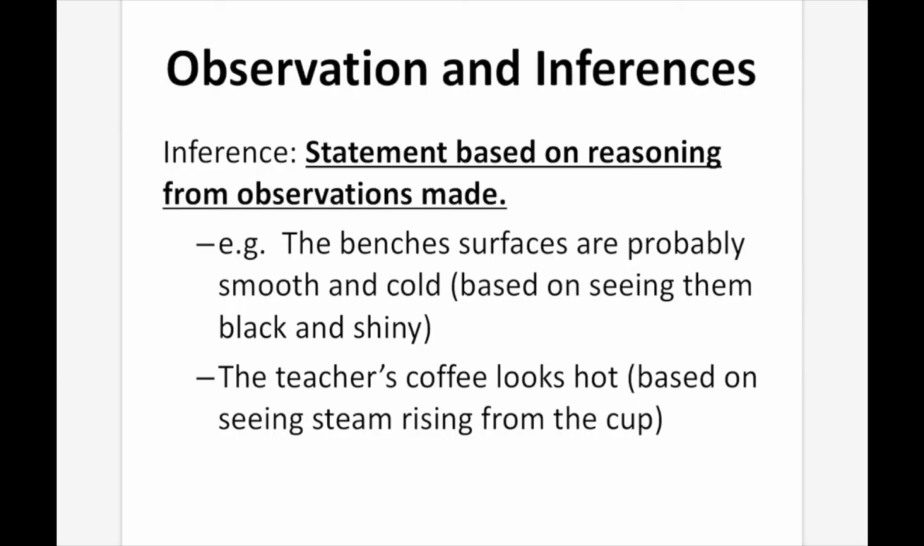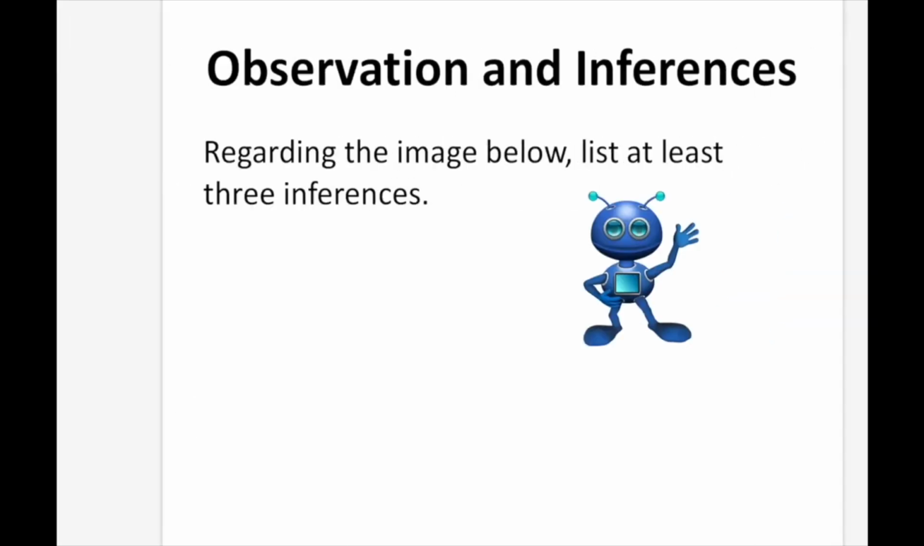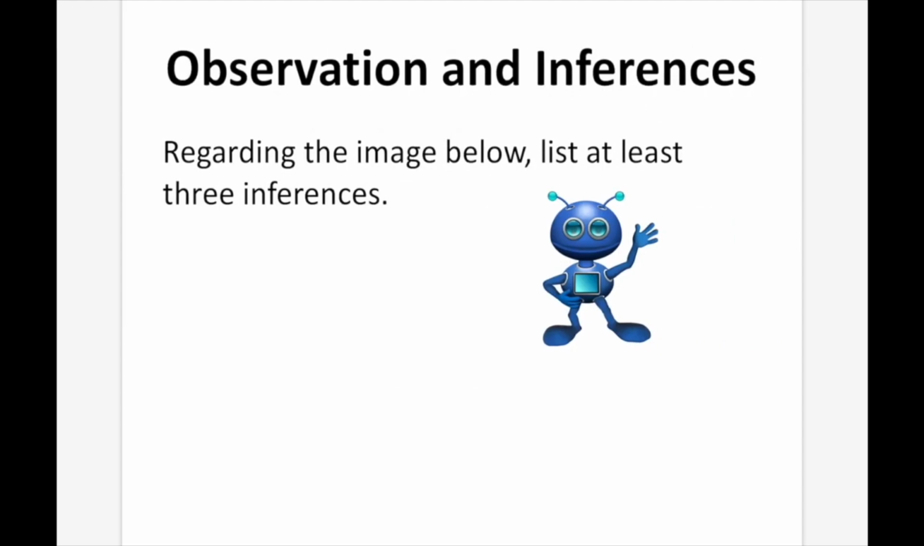An inference is a statement based on reasoning from observations made. So for example, the bench's surfaces are probably smooth and cold based on them being black and shiny. The teacher's coffee looks hot based on seeing steam rise from the cup. So I'd like you to pause the video, and again, regarding the same image, come up with at least 3 inferences.